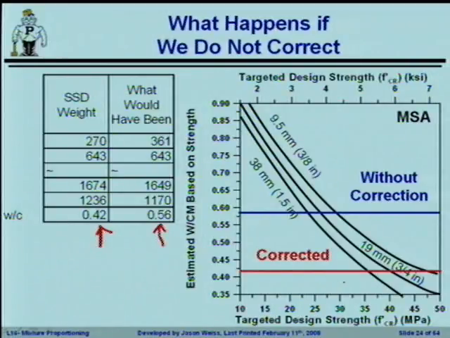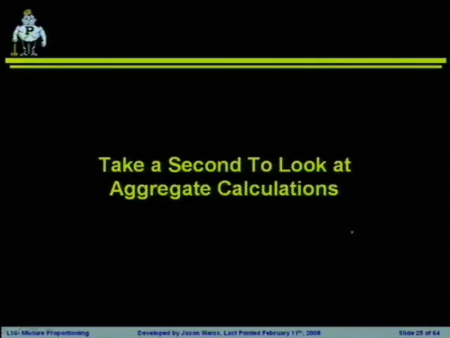So instead of having a concrete that may have had the 5,000 psi or 4,700 psi that we would have been targeting, where we were out in this range, we would have had something that was about 30% lower if we didn't do our correction. Now, that's a pretty extreme case, but that's to give you a little bit of an idea why this is important.